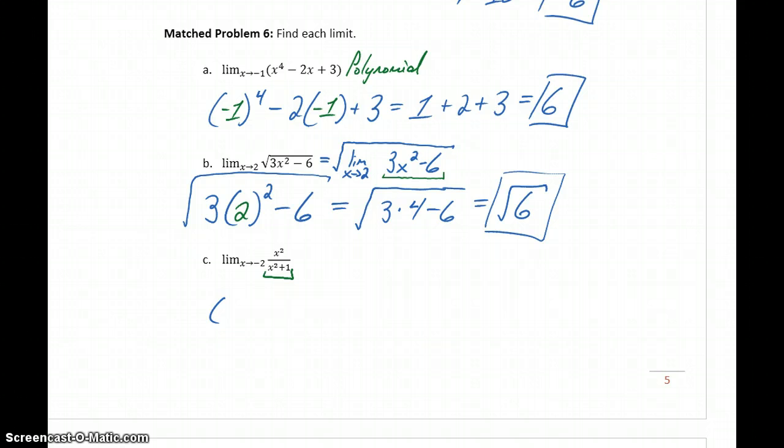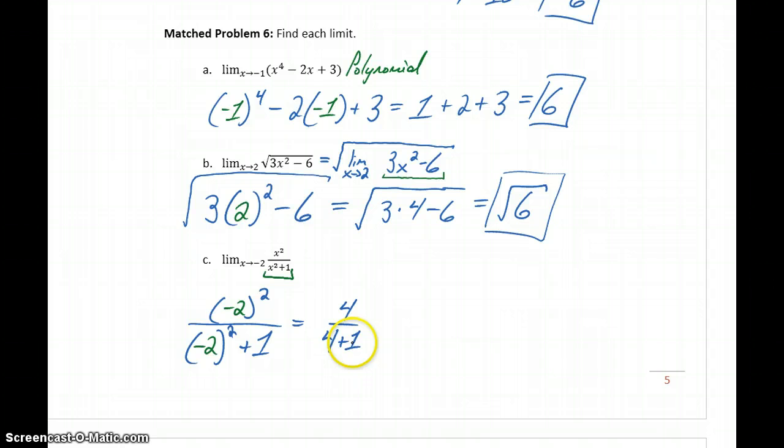direct substitution. So this will be -2 squared divided by -2 squared plus 1. So that will give us 4 over 4 plus 1. And again, what we want to check is that here in the denominator, that's not equal to 0. Since that's not equal to 0, we can go ahead and conclude that our limit in this case is 4/5.